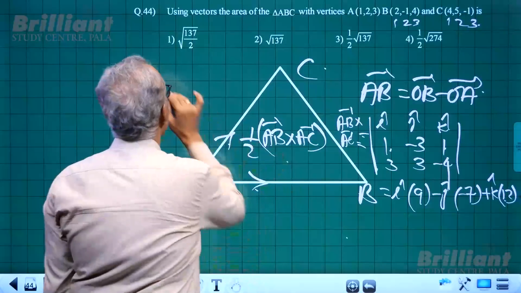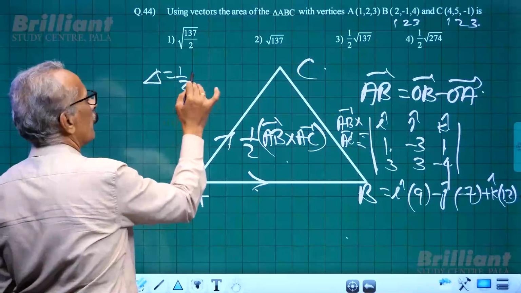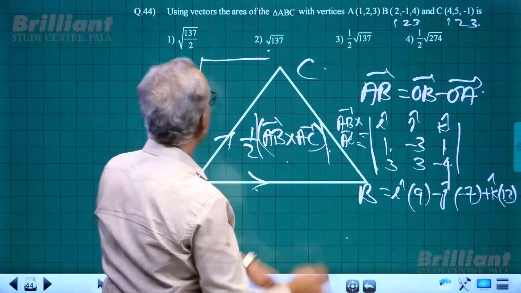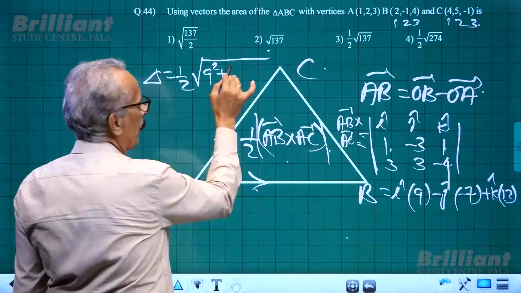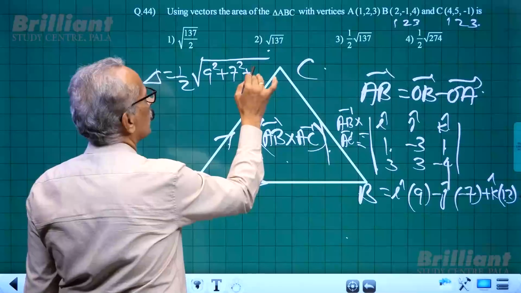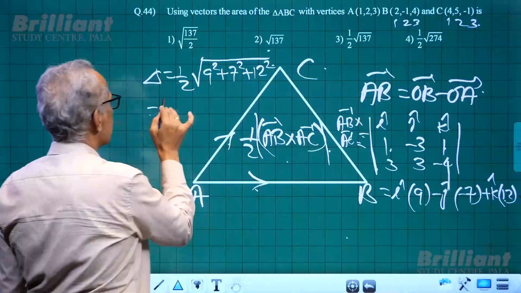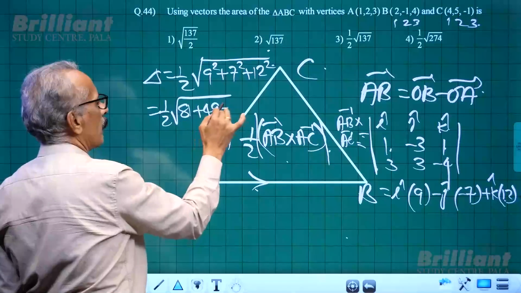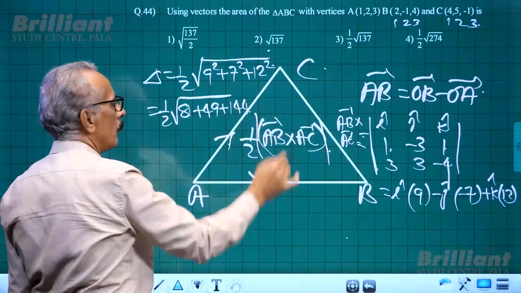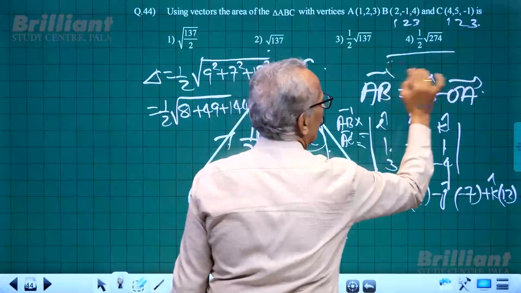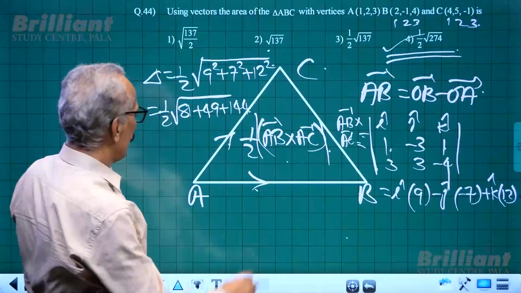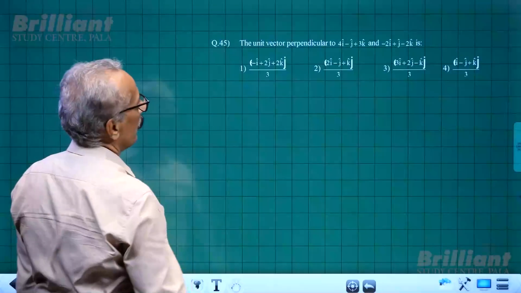So your area delta is equal to half into root over modulus of AB cross AC. Root over 9 square plus 7 square plus 12 square. That is half into root over 81 plus 49 plus 144. That is equal to half into root over 274. Okay, on to the next.